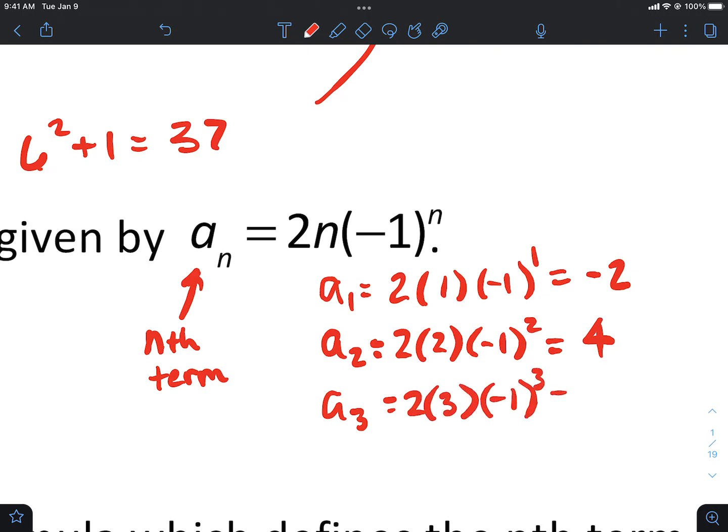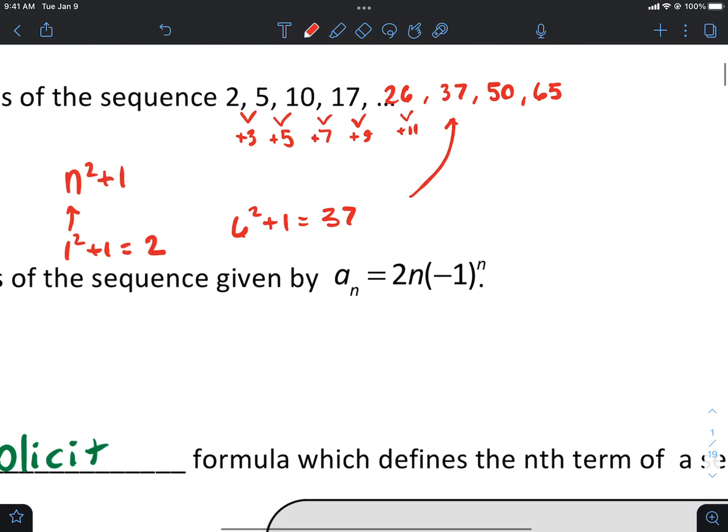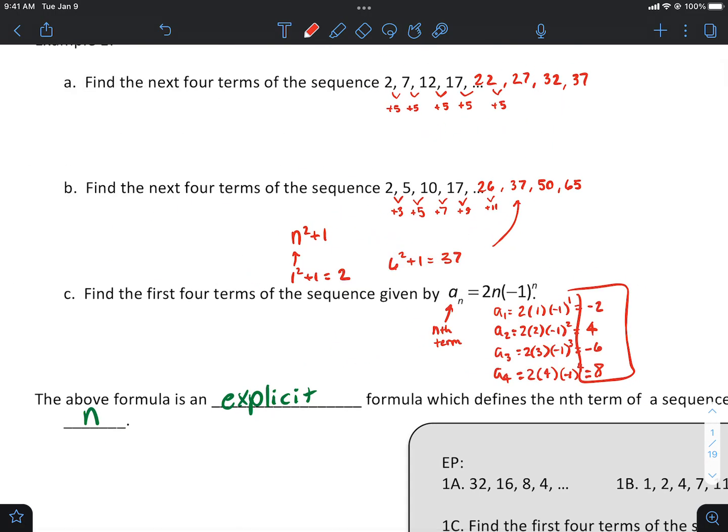-1 to the third power will stay negative, so that I think becomes -6 there eventually. And then finally to the fourth power. Oops, hang on, I wrote that wrong. -1, and then to the fourth. That would make that positive, and then positive times the 8 would get you +8. So there's your first 4 terms right there in that sequence.